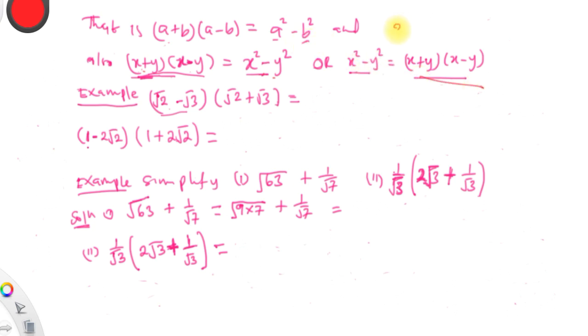You can also say that a squared minus b squared is equal to a plus b in brackets a minus b. It's a difference of two squares. Hope you know this. Fine, so that's what we mean.